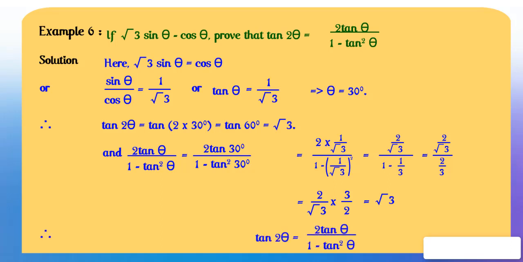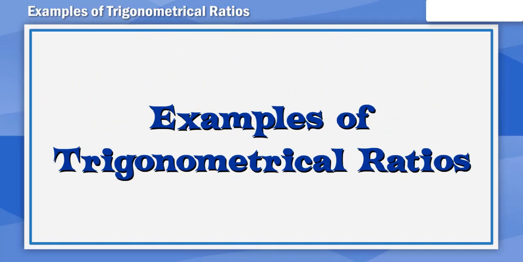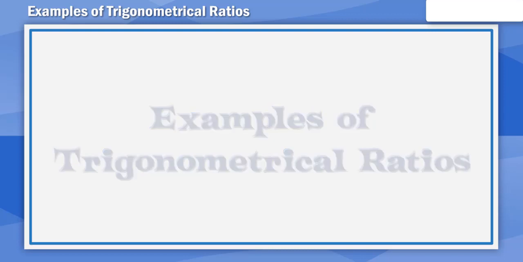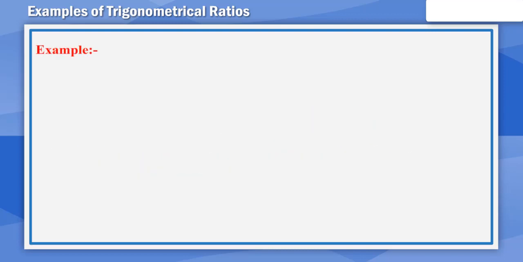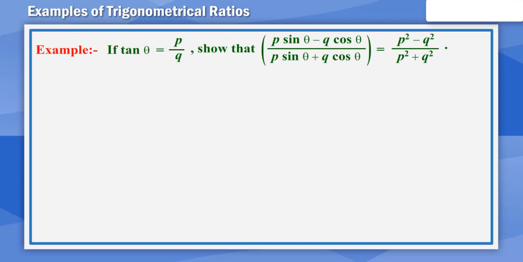So we can say tan 2 theta is equal to twice tan theta by 1 minus tan square theta. Examples of trigonometrical ratios. Let's take an example. If tan theta is equal to P by Q, show that P sine theta minus Q cos theta divided by P sine theta plus Q cos theta is equal to P square minus Q square by P square plus Q square.